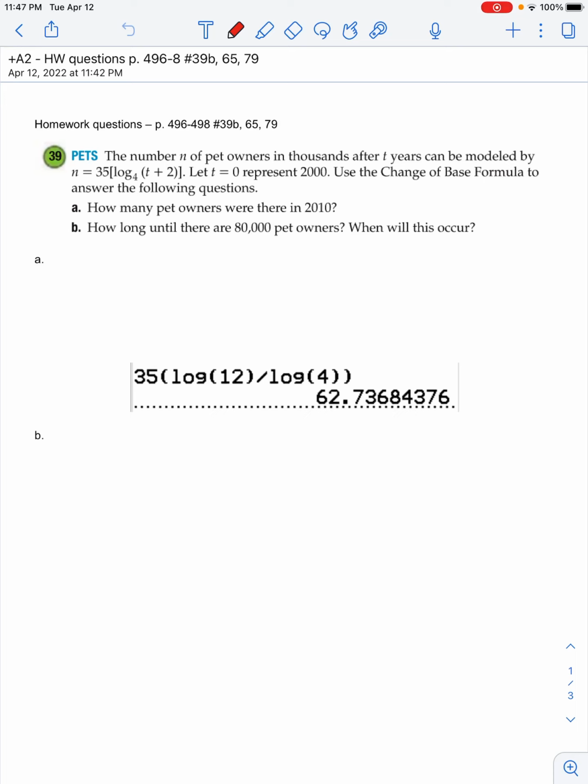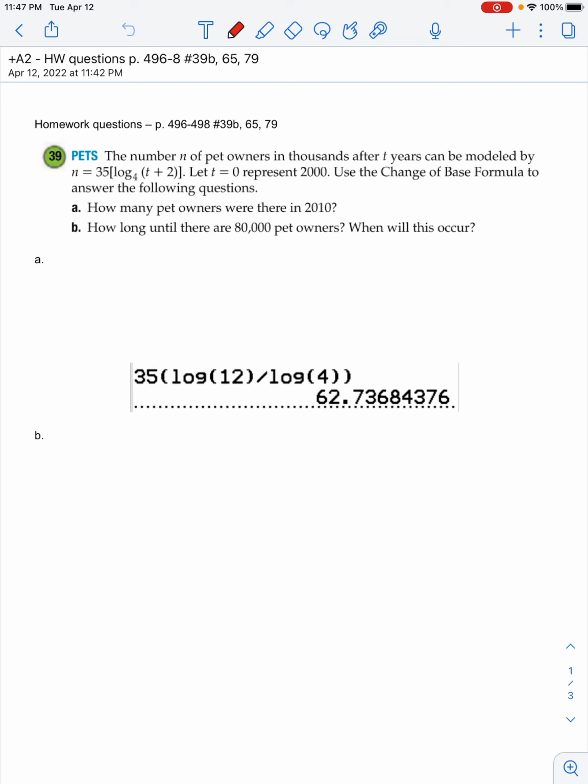In class, there were some questions about the homework from page 496 to 498, specifically problems 39b, 65, and 79. So I want to go through those problems and take a look.